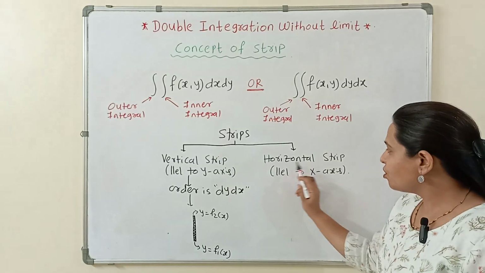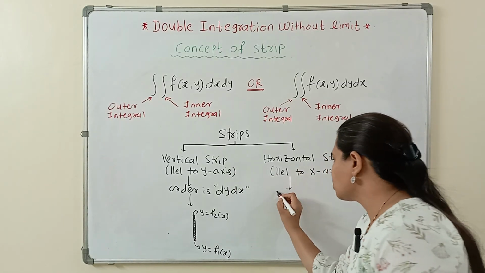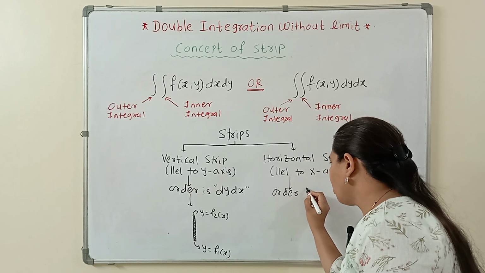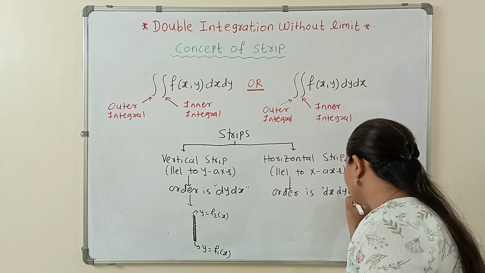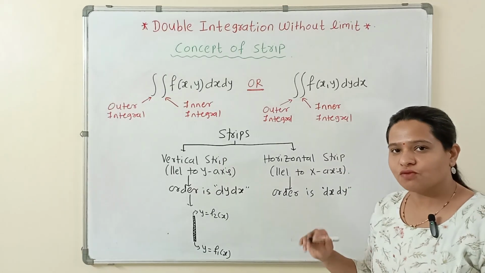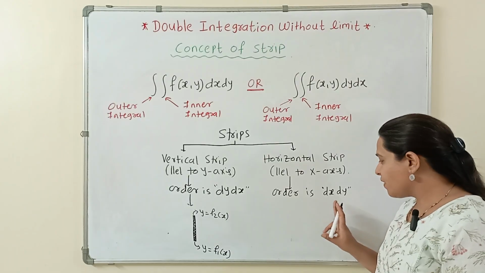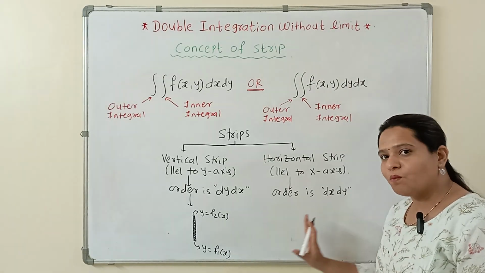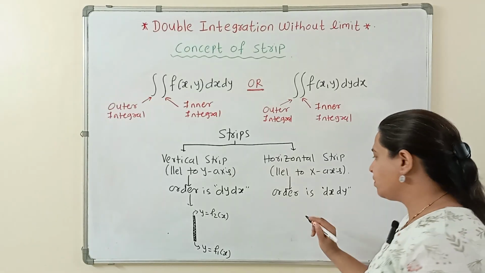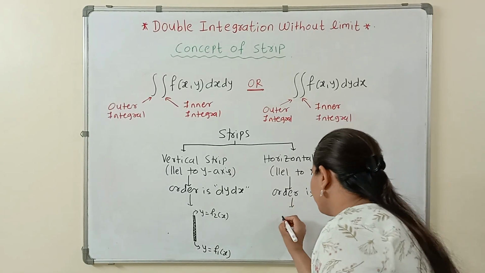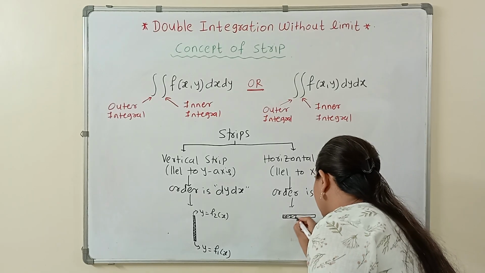By taking a horizontal strip, the order of integration will be just the opposite. So the order is dx into dy, because a horizontal strip means it is parallel to the x-axis. So first we will integrate with respect to x and then with respect to y. Since we integrate with respect to x, from both ends of the horizontal strip we will calculate the value of x in terms of y. The horizontal strip will look like this, parallel to the x-axis.